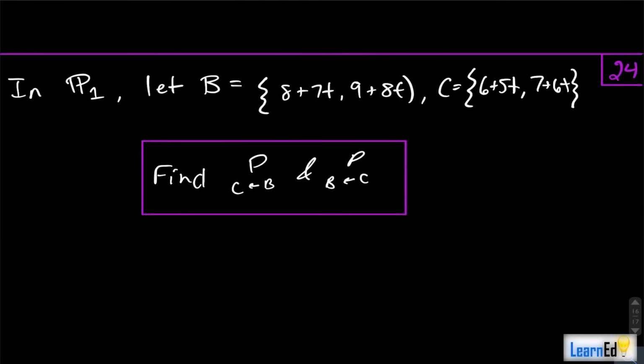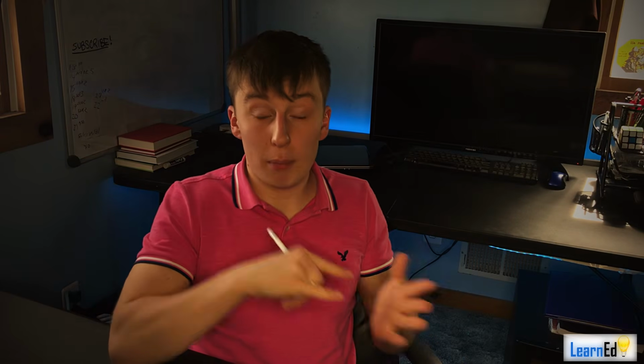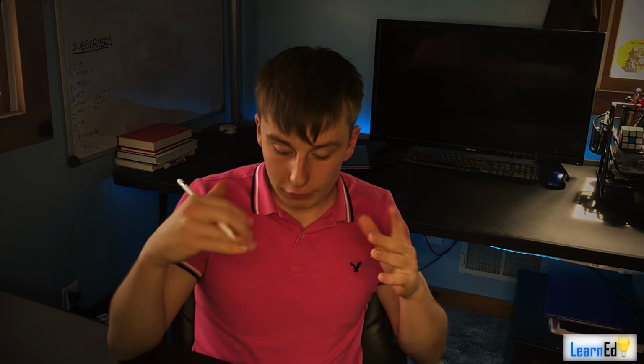All right, second to last problem. We have in P1, let B be, this is a basis, 8 plus 7t and 9 plus 8t. And we have C, that's 6 plus 5t and 7 plus 6t. We want to find our change of coordinates matrix from B to C and find the change of coordinates matrix from C to B. So this is the exact same thing that we did in problem 23. Okay, so now we're really just mastering getting our change of coordinates matrix.